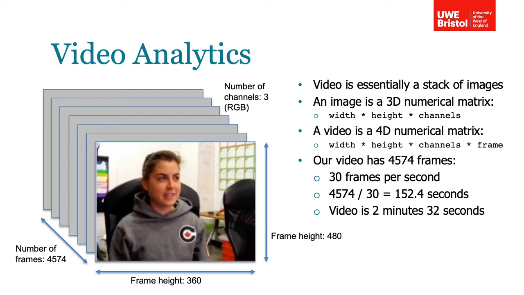For our example, we have a short video of 2 minutes and 32 seconds. At the standard 30 frames a second, we therefore have 4,574 frames that make up the video. Our video has a frame height of 480 pixels and a frame width of 360 pixels. In short, our video has over 2 billion data points.